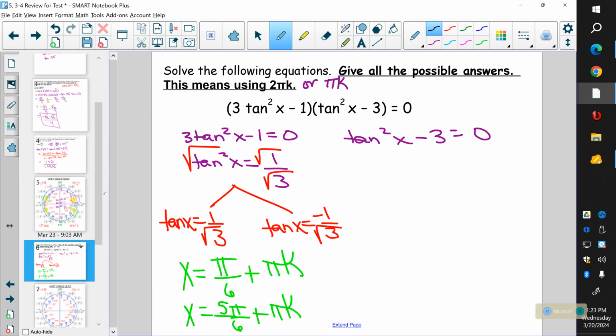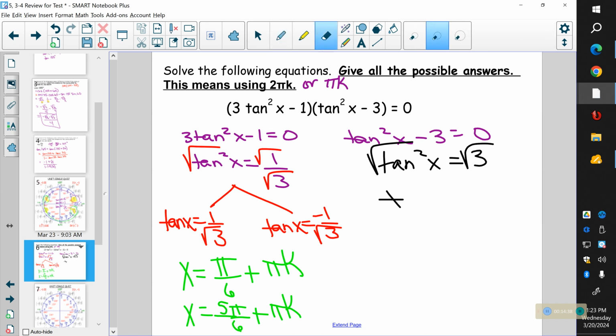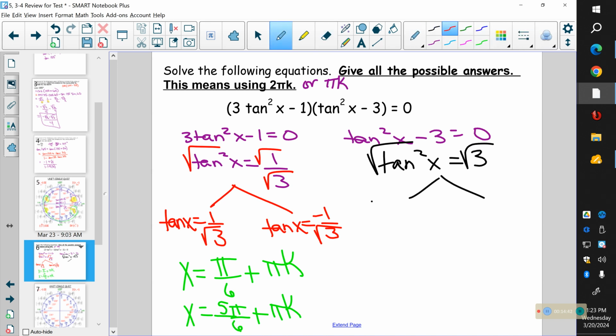Okay, so let's do this one over here. Tangent squared minus 3. So I'm going to go ahead and add the 3 over, take the square root, and I'm going to get that the tangent of x is equal to plus or minus, positive square root of 3 and negative square root of 3.